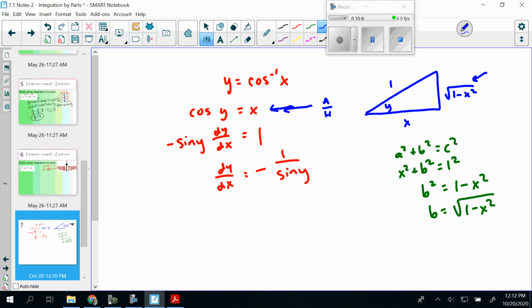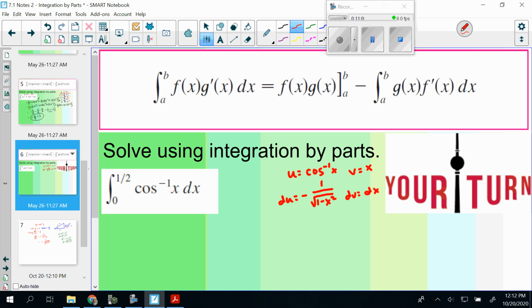And so now if you substitute in, sine would be the opposite side here over the hypotenuse, so it'd be this over 1, which would just be that square root, and then substituting in, you see we do get that same thing that we put for the derivative on the other side. All right, so we got our things here. Let's substitute that in now with integration by parts.